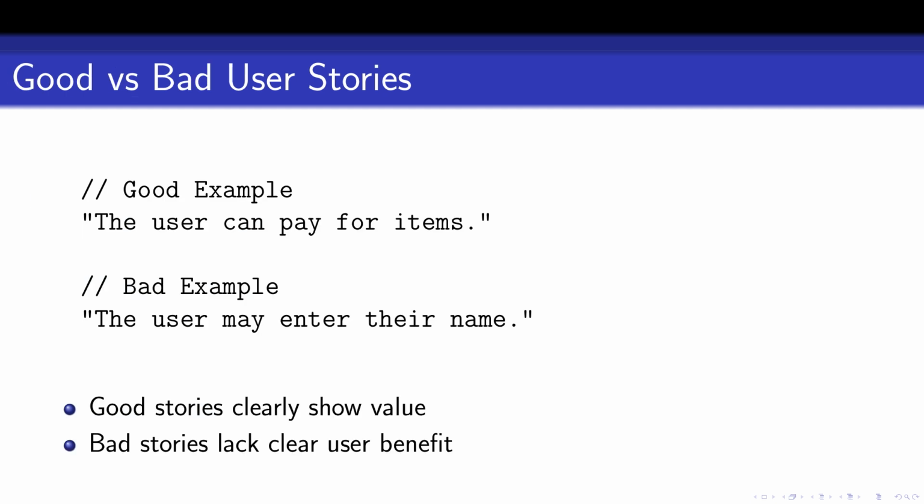Let's compare good and bad user stories. A good example is, the user can pay for items. This is clear, shows user value, and defines a specific goal. A bad example is, the user may enter their name. It's vague, lacks user value, and does not clearly define a purpose. Good stories prioritize what the user achieves, while bad ones often focus on irrelevant or unclear details.